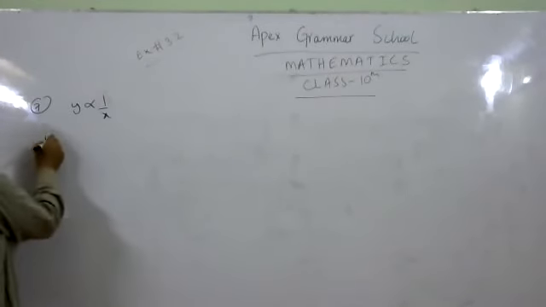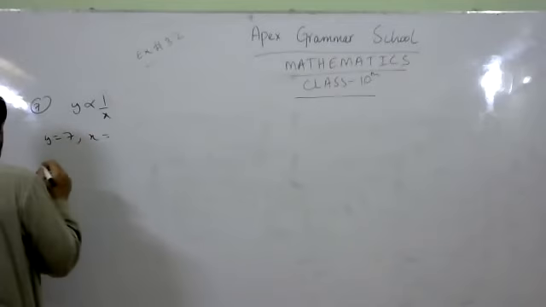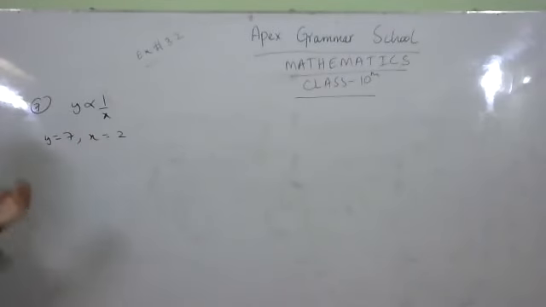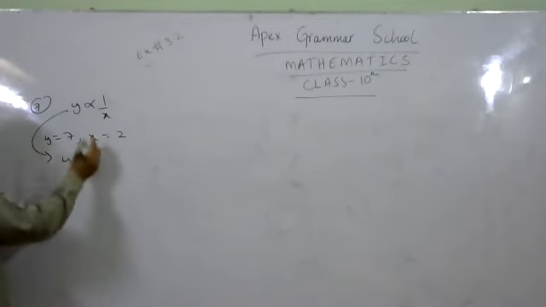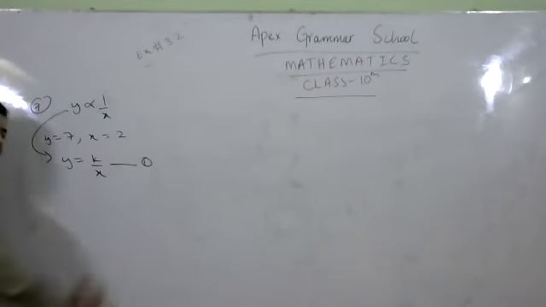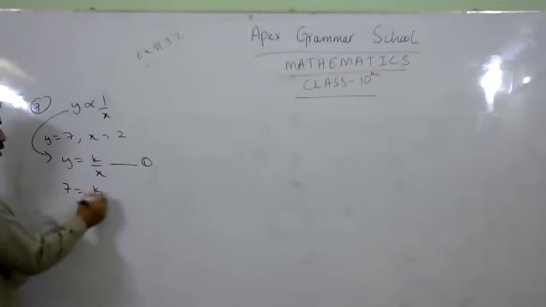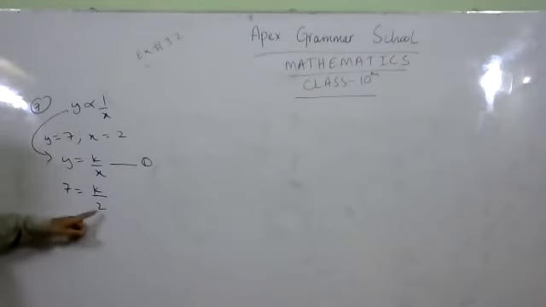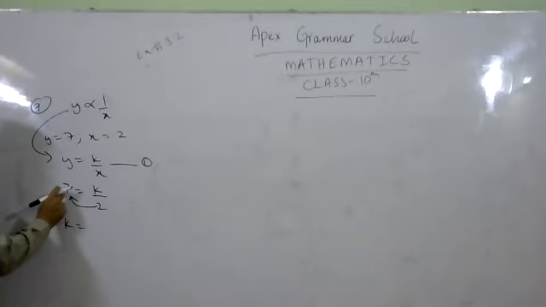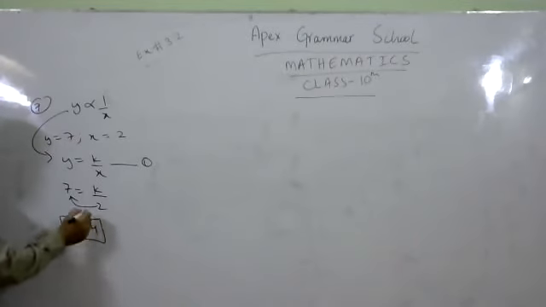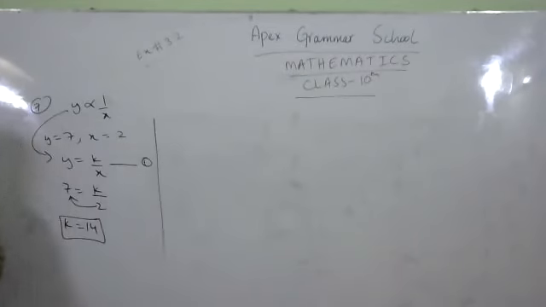And y is equal to 7, and x is equal to 2. For only this part of the question, we can easily find the value of k. We can write it as y is equal to k over x. This is equation number one. Put these values: y is equal to 7, k over x with x equal to 2. 2 is dividing here and we are going to multiply there. So k is equal to 2 multiplied by 7, that is 14. So we are done with the value of k.